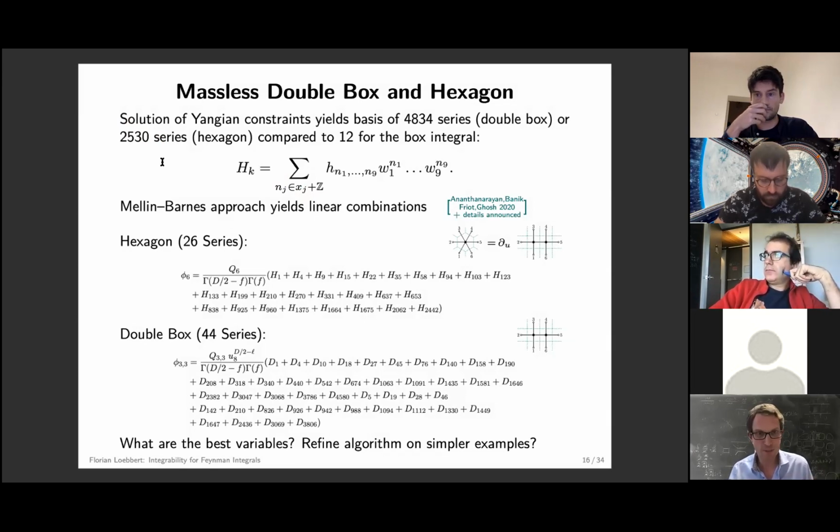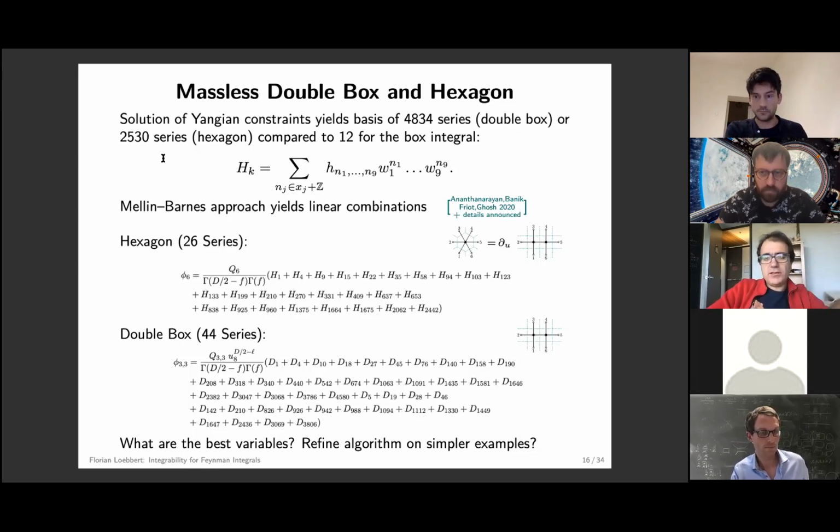And what they do explicitly, I do not really know, because at the moment they present the result and they say they will give the details in a follow-up paper. They use Mellin-Barnes techniques for multi-scale, multi-variable problems that they have looked at in the past for 2 or 3 variables, I think, and they now managed to extend it to more variables.